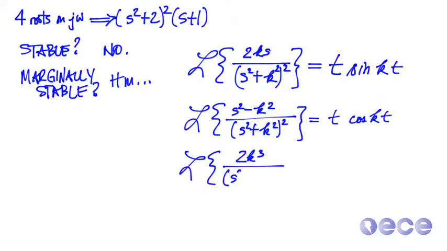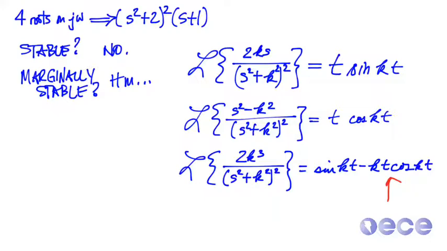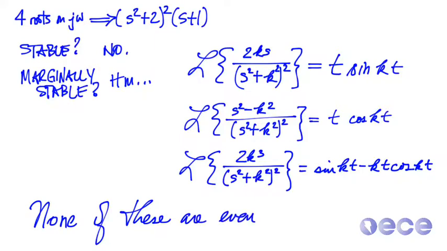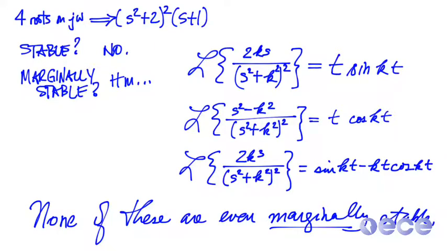What about the inverse Laplace transform of just a constant over this form, s squared plus k squared squared? It actually turns out that this is some sinusoid, but it's minus k times t times cosine of kt. So again, we have this t term here that is going to grow unbounded the longer that we run. So none of these are even marginally stable. Marginal stability means that there are certain inputs you can have such that the system will not grow in an unbounded way. So that's no good.